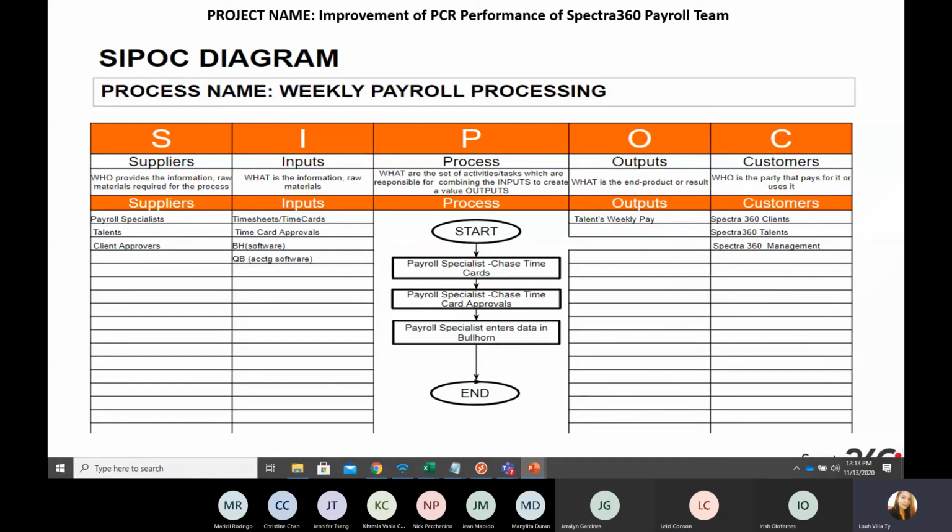So we know what a customer is. We already have the process. We have the output for this project, of course, which is the talent's weekly pay. Inputs would be any raw materials needed, like the Bullhorn software, QuickBooks, timesheets, time card approvals. And the suppliers are those who provide the information. So it's us, the talents, the client approvers.